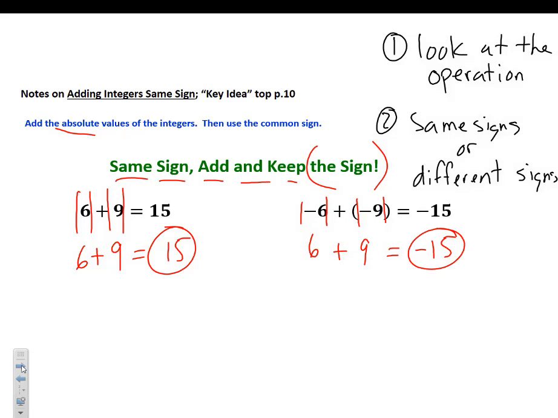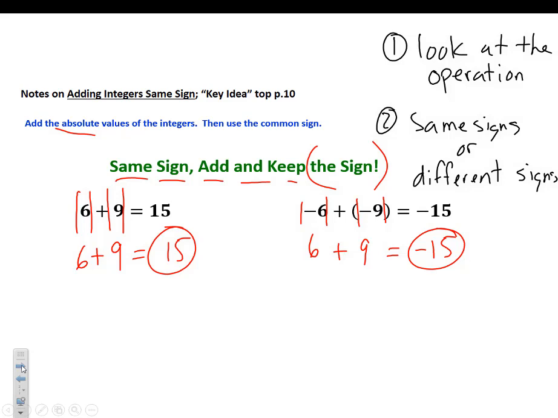I can do that. But if I just sit there and say, hey, what is the operation? I'm adding. Are the signs the same or are they different? They're the same. Same sign, add and keep. 6 plus 9 is 15, they're negative, so it's negative 15. 6 plus 9 is 15, they're positive, so it's positive 15. All right? Same sign, add and keep.